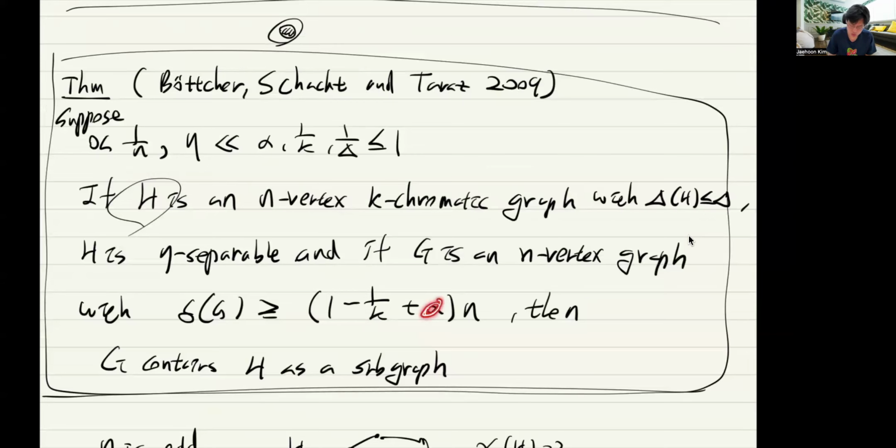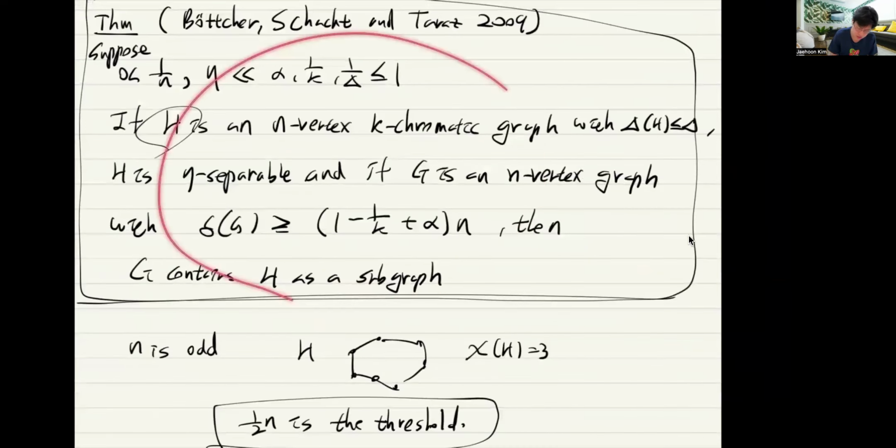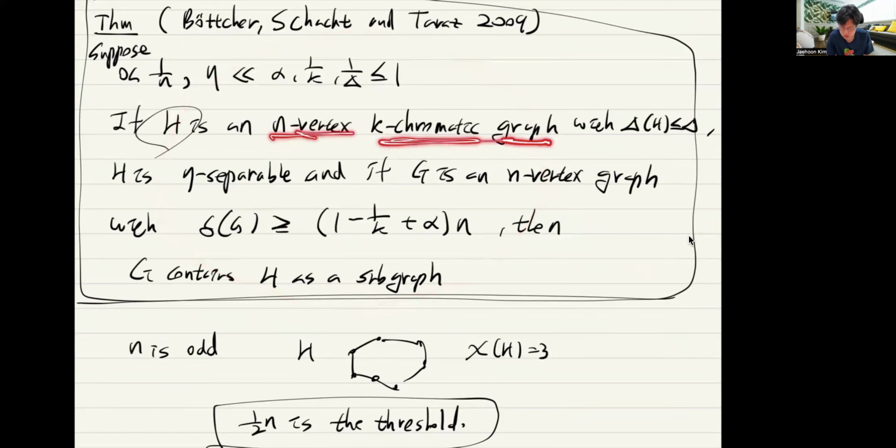Because without epsilon, this is the tight bound for having a K_k-factor. That's what we have seen from the Hajnal-Szemerédi theorem, and that theorem is tight. So roughly what it says is that if you have an n vertex k-chromatic graph with bounded maximum degree and your connectivity is not high, then embedding H into G is just as hard as embedding a K_k-factor into G. It's not much harder than embedding a K_k-factor into G.